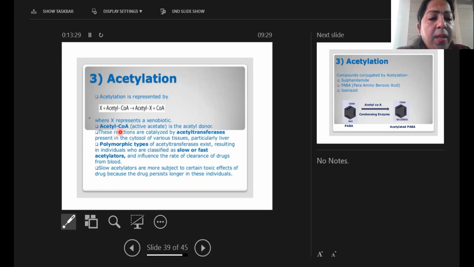Present in the cytosol of the various tissues, particularly in the liver, polymorphic types of acetyl transferases exist, resulting in individuals who are classified as slow or fast. So various polymorphic forms are generated, a few are fast acting, a few are slow acting. Slow acetylators are more subject to certain toxic effects of drugs because the drug persists longer in these individuals.